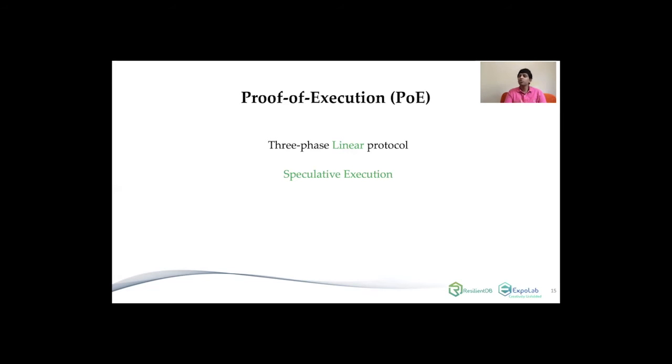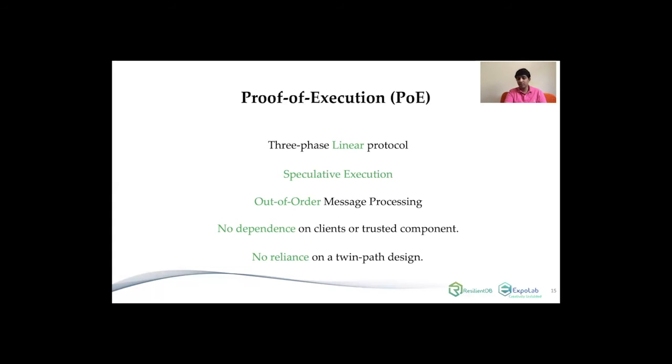We want to use the notion of speculative execution, which was proposed by Zyzzyva. And we want to ensure we can do things fast, which we do through the use of out-of-order message processing. Further, we want to ensure there's no dependence on clients and that we don't require any trusted component. And definitely we should not rely on any twin-path design. We should not have a protocol where there is a fast path and suddenly either the client times out, or the collector times out, or a replica times out, and then we switch to the slow path. We don't want that.